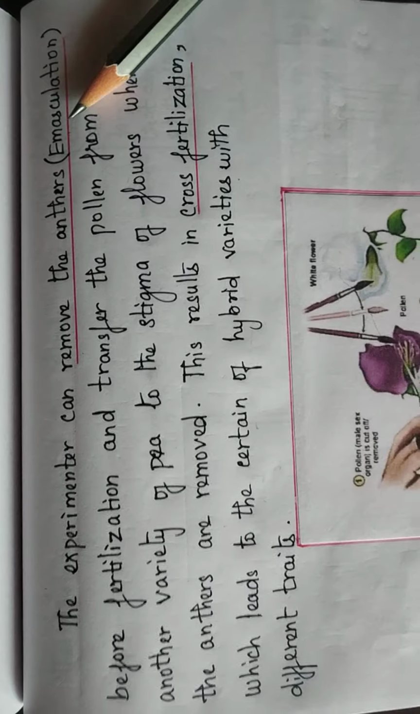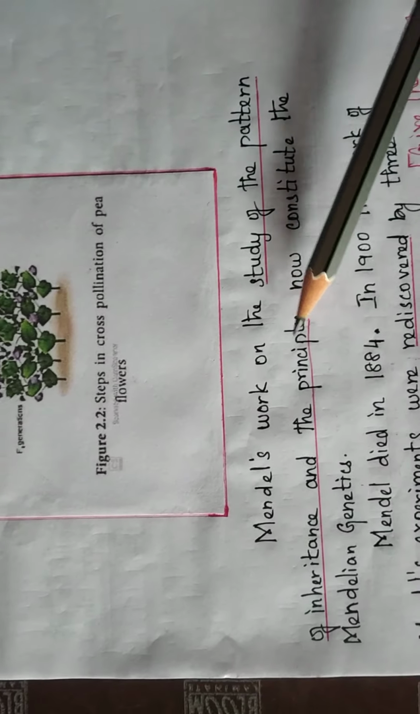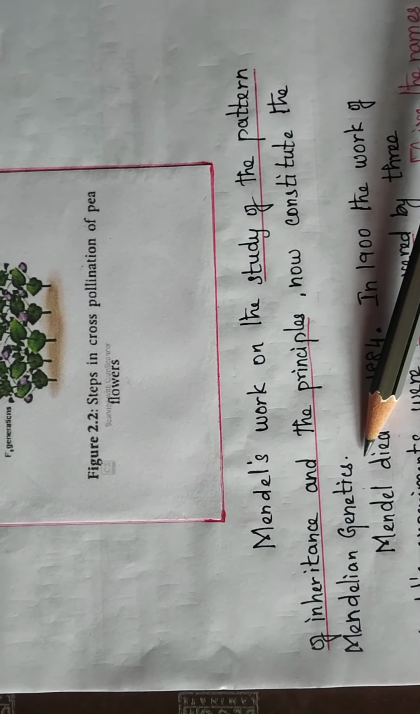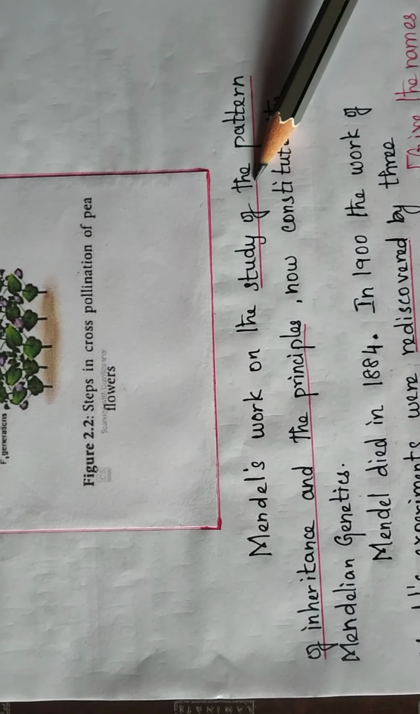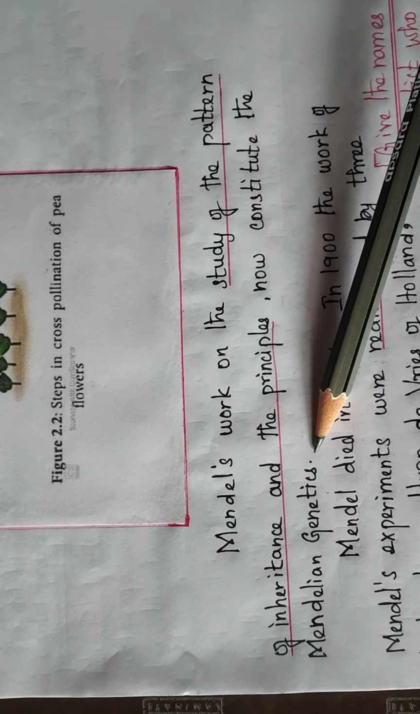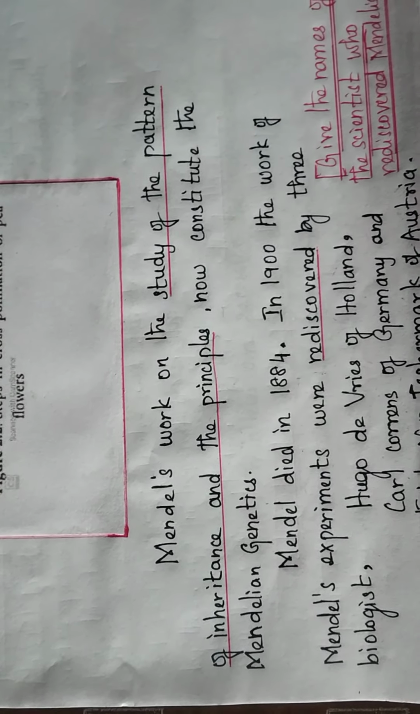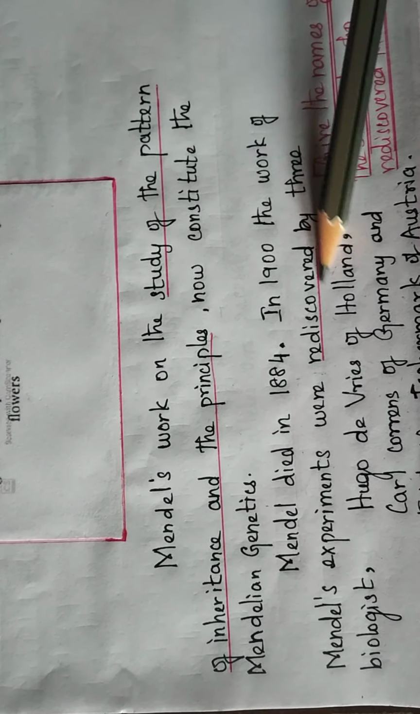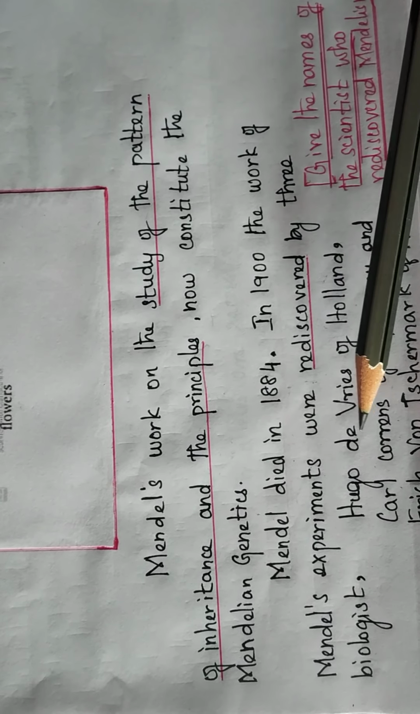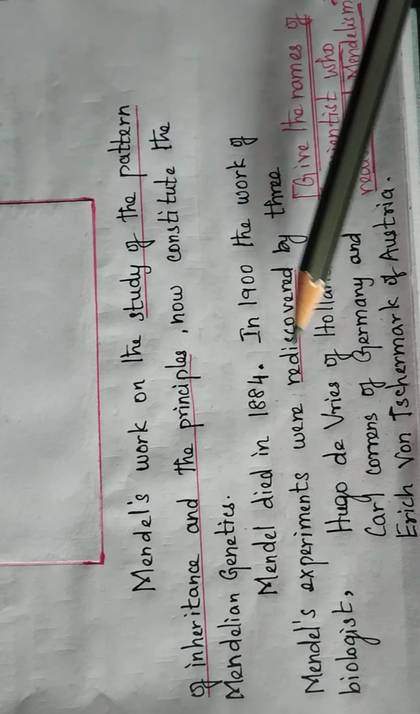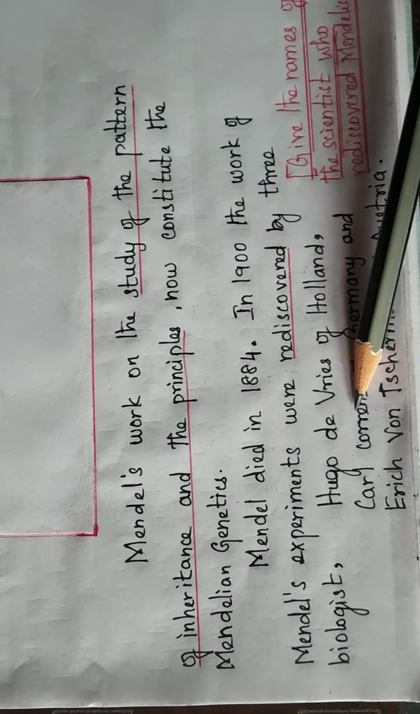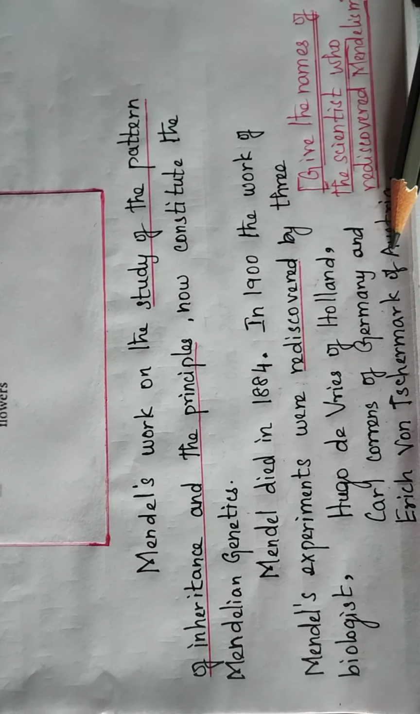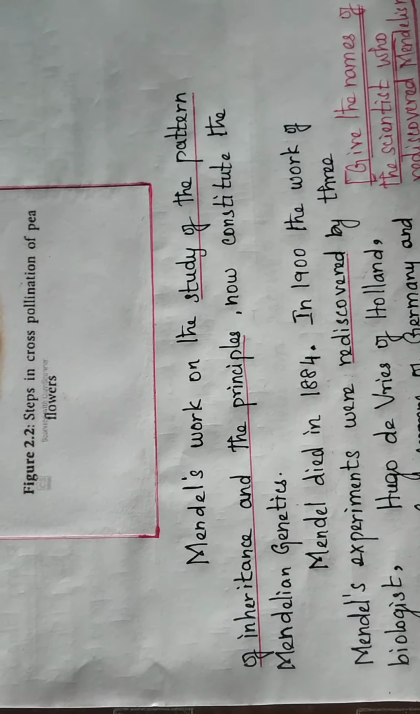Removal of anthers is called what? Emasculation. So Mendel worked on the study of patterns of inheritance, and the principles now constitute Mendelian genetics. So Mendel studied many patterns of inheritance from different plants, which we now call Mendelian genetics. Mendel died in 1884. In 1900, at the turn of the 19th century, the work of Mendel's experiments was rediscovered by three biologists: Hugo de Vries of Holland, Karl Correns of Germany and Erich von Tschermak of Austria. These three scientists rediscovered Mendel's experiments.